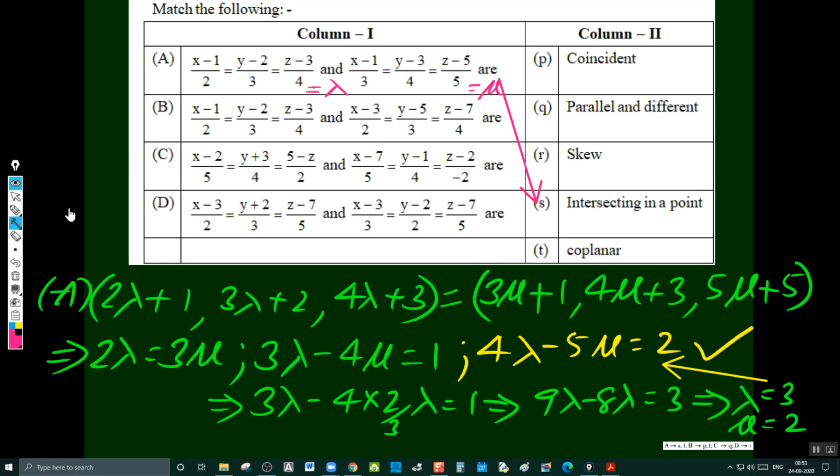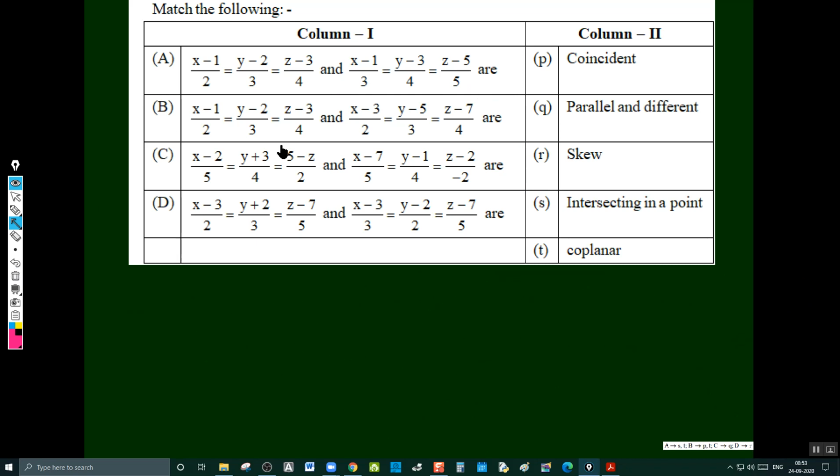Now, coming to the second one, it is very clear that in B you have 2, 3, 4. The second line also has the same. I'm talking about B here: 2 by 2, 3 by 3, 4 by 4. Don't think that they must be the same; they need not be, they must be proportional. Hence you have got all values 1, and we can say that they are definitely parallel. But whether they are different or not, we have to check.